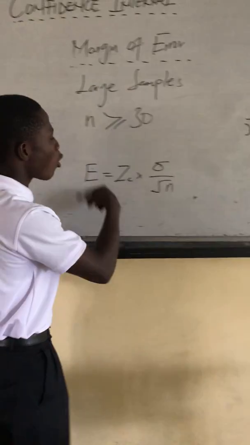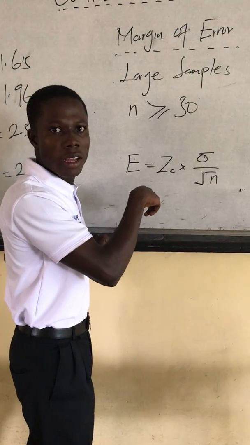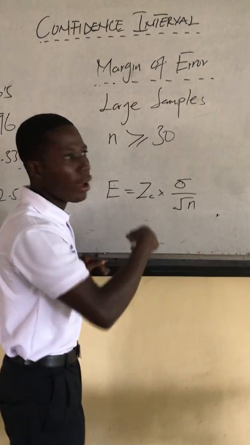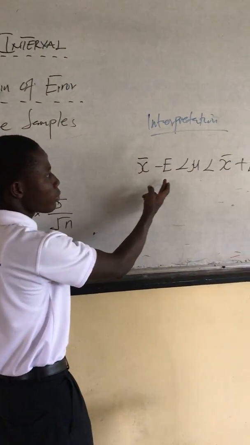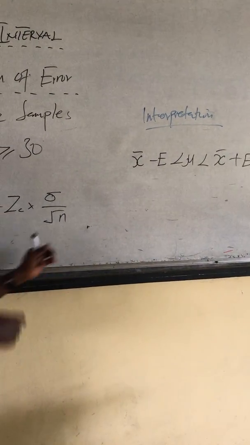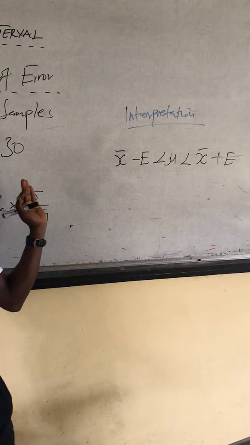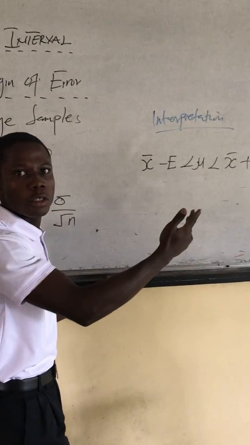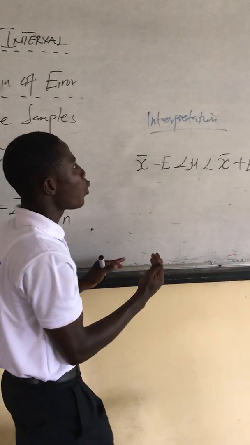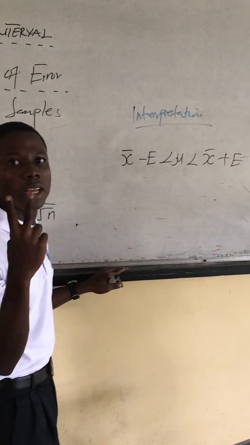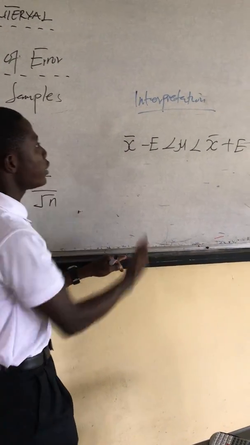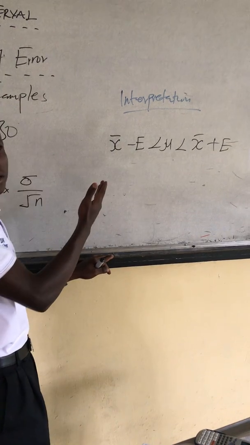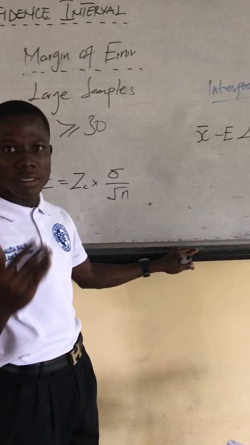So when you get your answer for the margin of error, you subtract the margin of error from the mean on your left. Then you add the margin of error to the mean on your right. So after you are done with your confidence interval, you have to get two answers. This is the interpretation of the margin of error for your confidence interval answers.